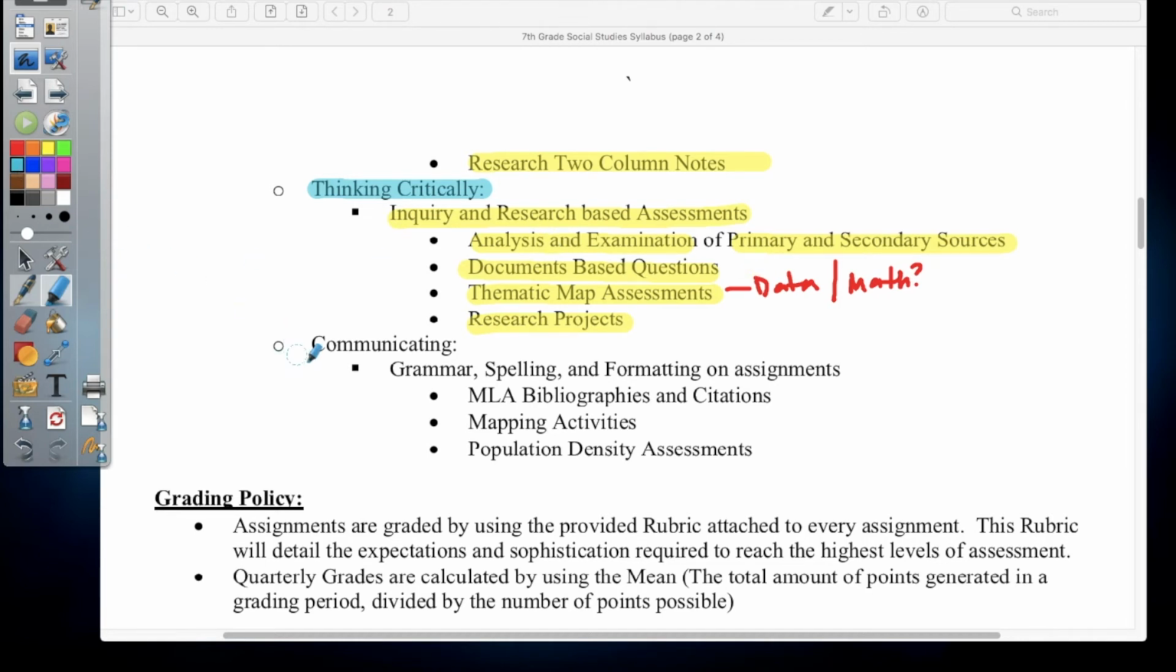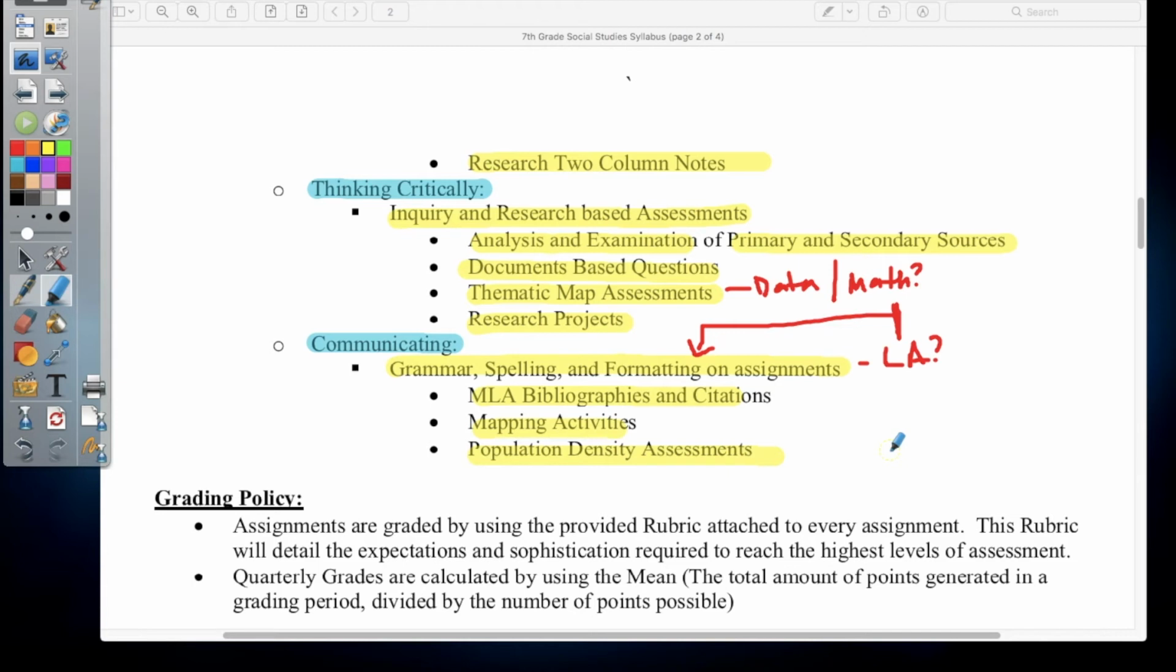And probably the last of these is, of course, communicating. Communicating covers things like grammar, spelling, and formatting on assignments. Now, this sounds a lot like language arts. You're probably thinking, Mr. Mikasa, really? Language arts? Yeah. Math, language arts, we use a lot of that in my social studies curriculum, okay? We do a lot of cross-curricular things. Things like MLA formatting on bibliographies and citations, mapping activities, and population density assessments. These are the kinds of assignments you can expect to see in my communicating rubrics.